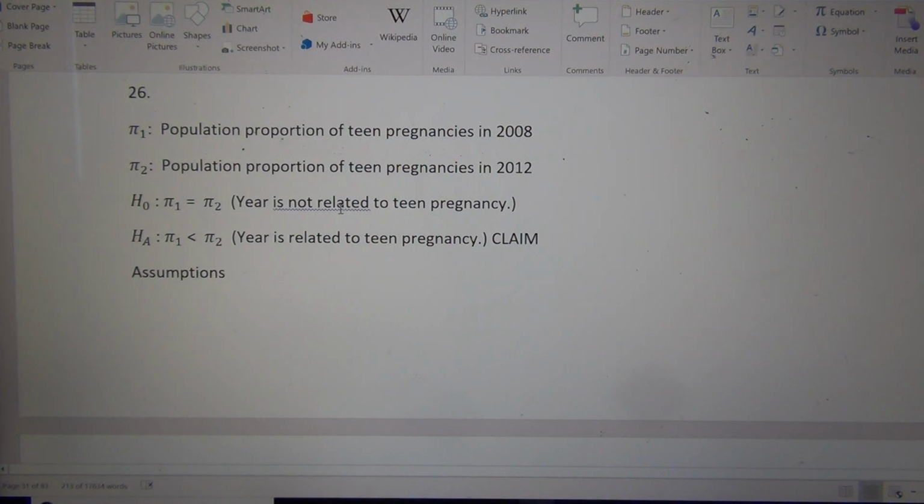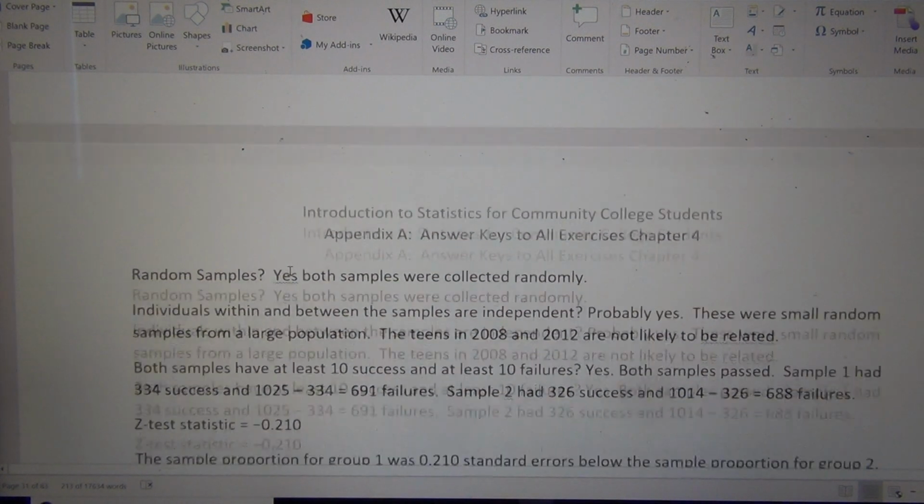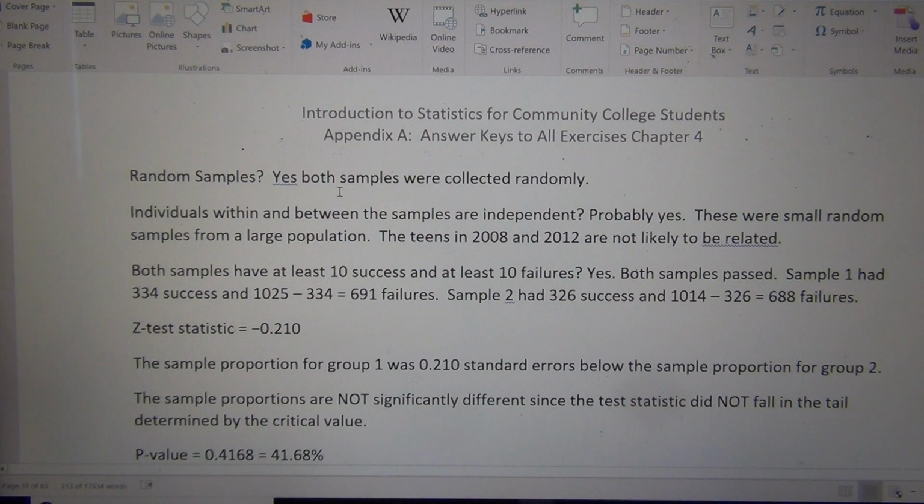Equal always goes with not related. Not equal or different always goes with related. So it doesn't matter what year you're in terms of the chances of a teen being pregnant. So it looks like this is going to be a left-tailed test. Checking our assumptions, they did say this was a random sample. Probably individuals are going to be independent. It's a small random sample from a very large population, there's millions of teens in the U.S. Chances are we're not going to get teens that are related to each other.